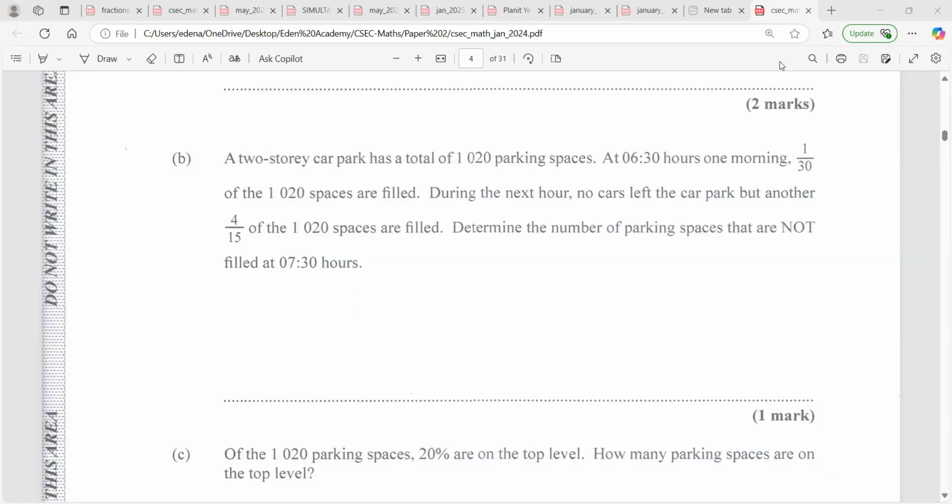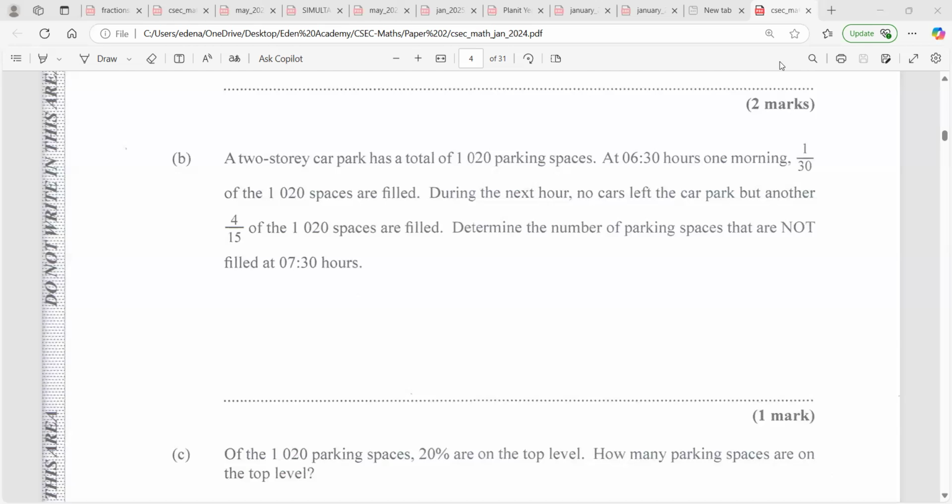A two-story car park has a total of 1,020 parking spaces. At 6:30 hours one morning, 130 of the 1,020 spaces are filled. During the next hour, no cars left the car park, but another 4/15 of the 1,020 spaces are filled. Determine the number of parking spaces that are not filled at 7:30 hours.